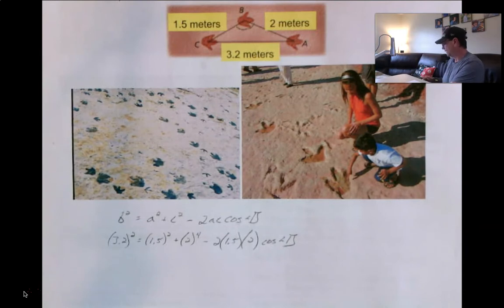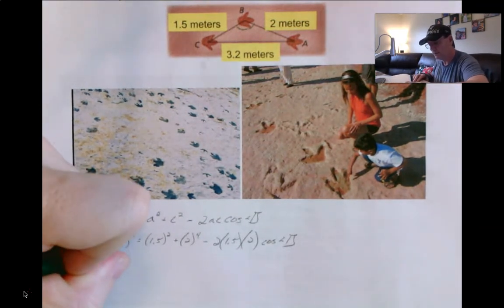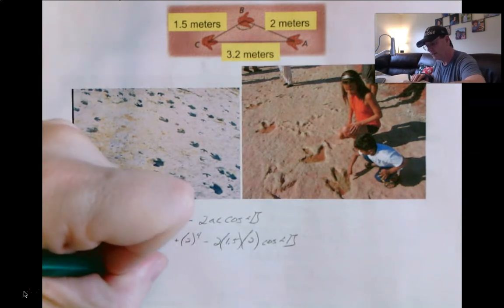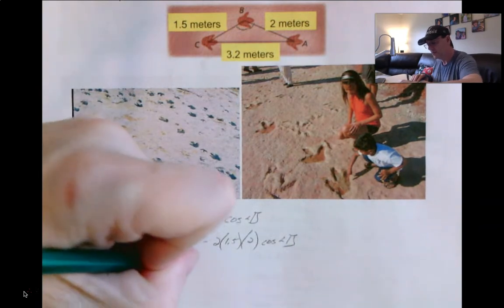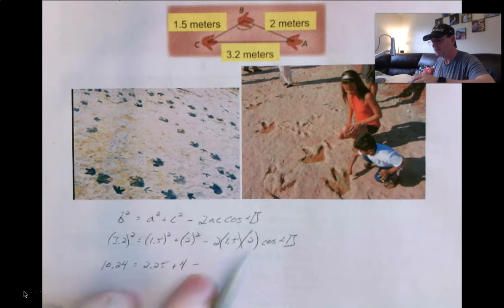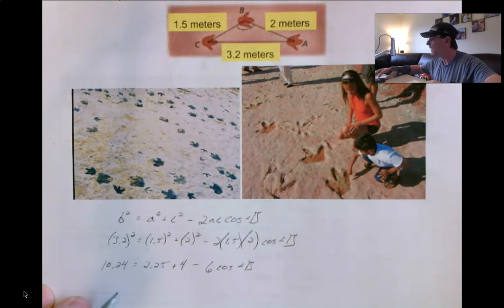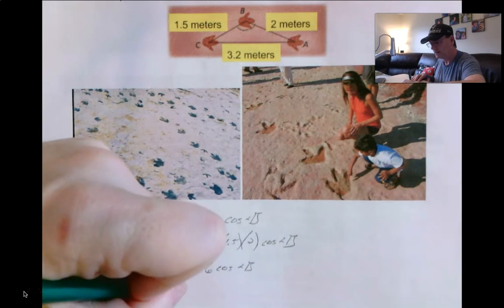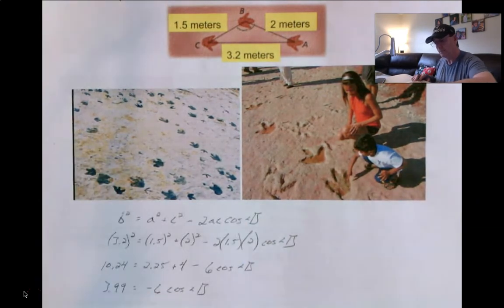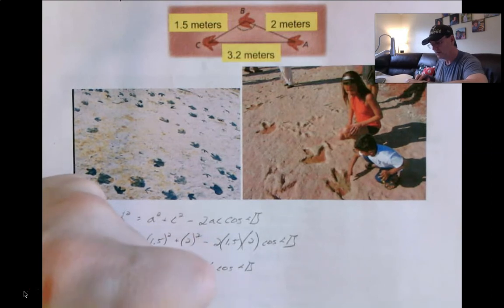3.2 squared is 10.24, equals 1.5 squared is 2.25 plus 2 squared is 4 minus 2 times 1.5 is 3 times 2 is 6 cosine angle B. So 10.24 minus 2.25 minus 4 is 3.99, equals negative 6 cosine angle B. Cosine angle B equals negative 3.99 divided by 6.